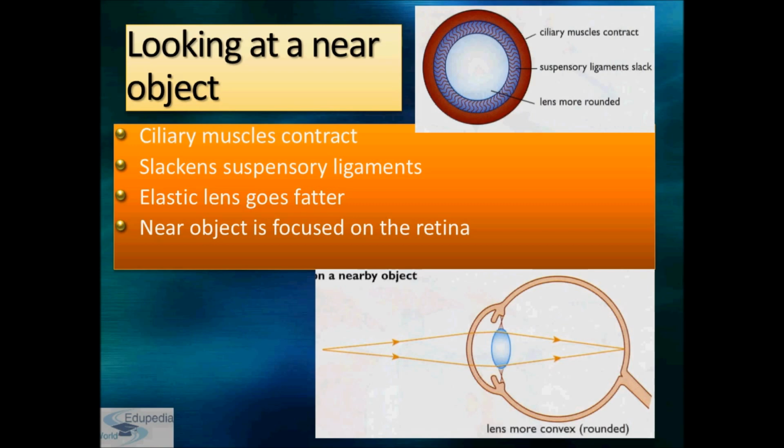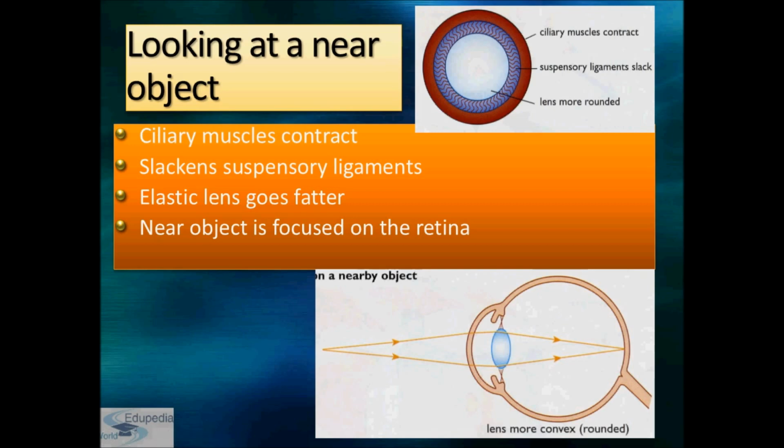the ciliary muscles contract. See, these are the ciliary muscles, and this is the lens. They contract when we look at a nearby object, and it slackens the suspensory ligaments. See, the ligaments are now being slackened, and the elastic lens goes fatter. That means the lens becomes fatter and more round.